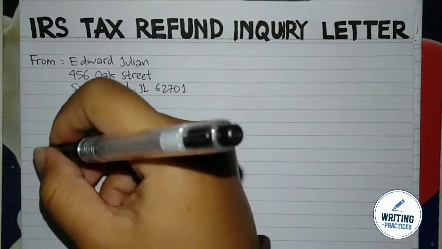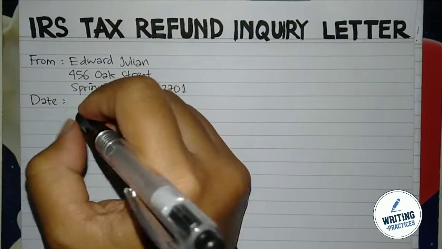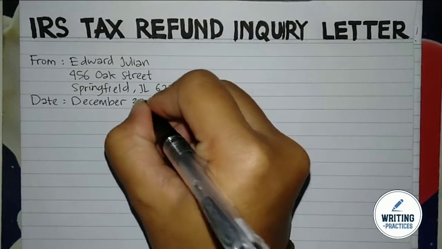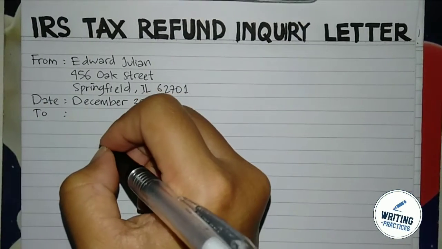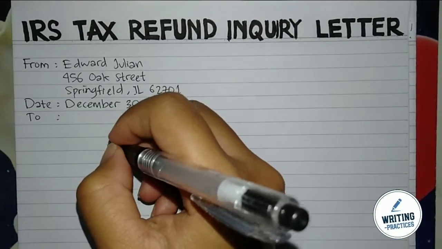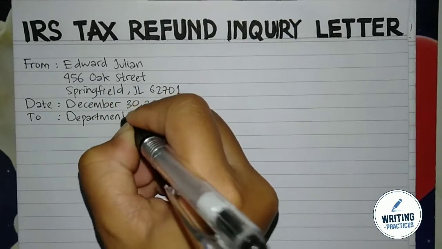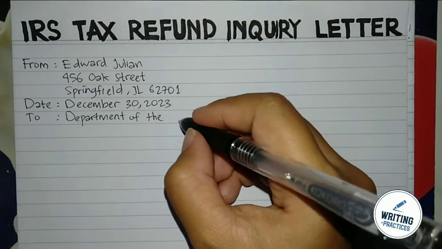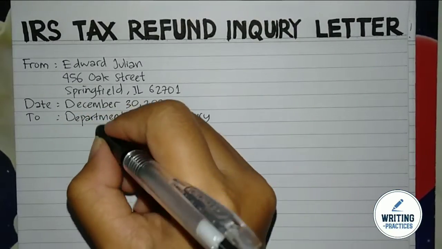Taxpayers may use this type of letter to inquire about the status of their refund, request details on the processing of their tax return, or address issues related to their tax refund, such as delays or discrepancies. IRS tax refund inquiry letters typically include the taxpayer's identifying information, the tax year in question, and a clear description of the issue or question that needs to be addressed. These letters are an important means for taxpayers to communicate with the IRS about their refunds and resolve any concerns or problems. Here, Writing Practices will show you how to write an IRS tax refund inquiry letter step by step.